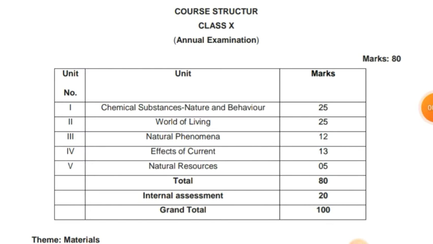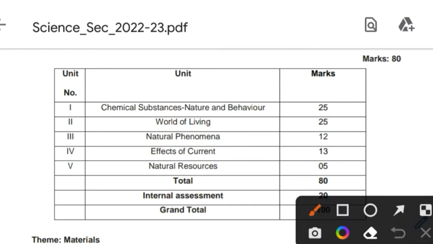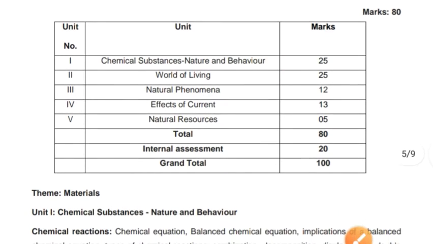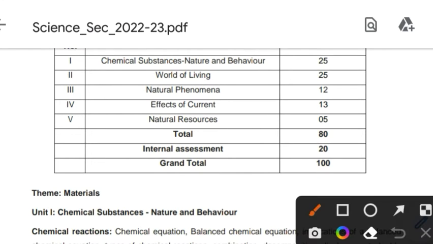This is the syllabus, in which the first chapter, of chemistry, is Substances: Nature and Behavior, which contains 25 marks. The second is The World of Living, that is 25 marks. Natural Phenomena is 12, Effects of Current is 30 marks, and Natural Resources is 5 marks, and the total is 80 marks, which with the 20 internal marks makes 100 marks in grand total.